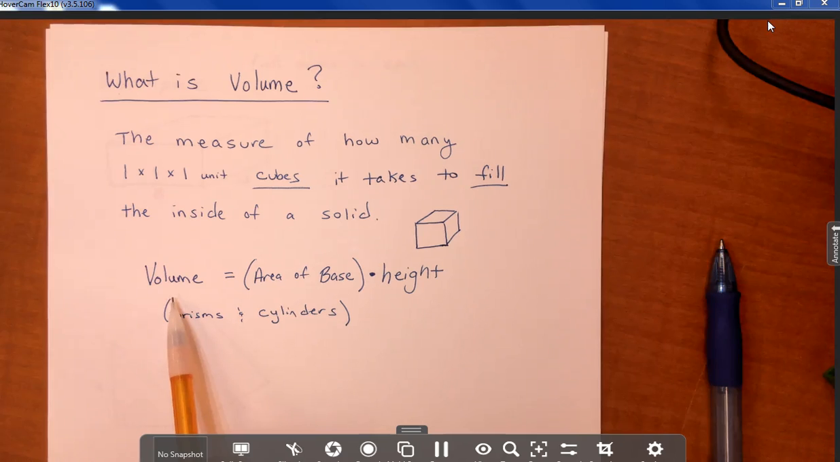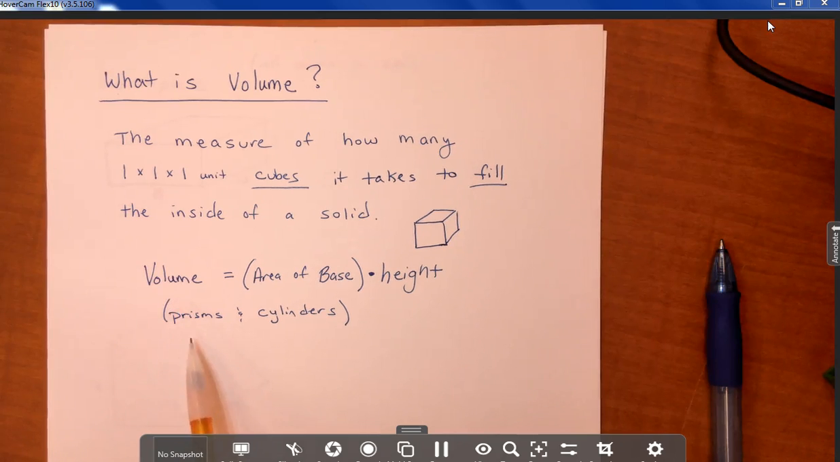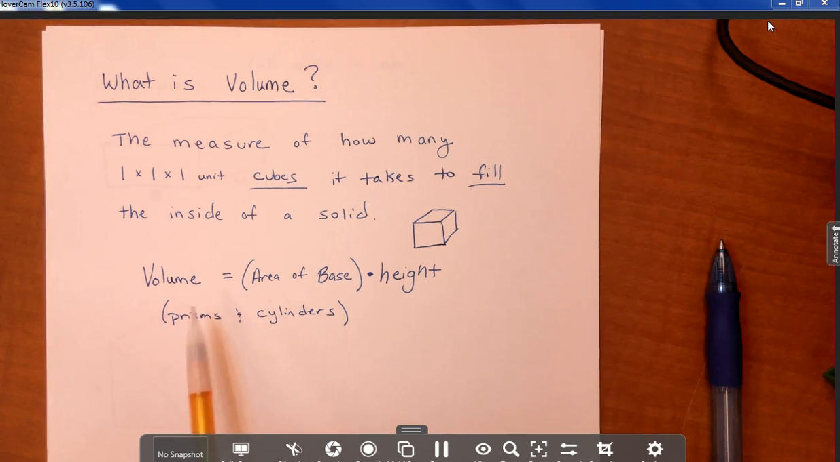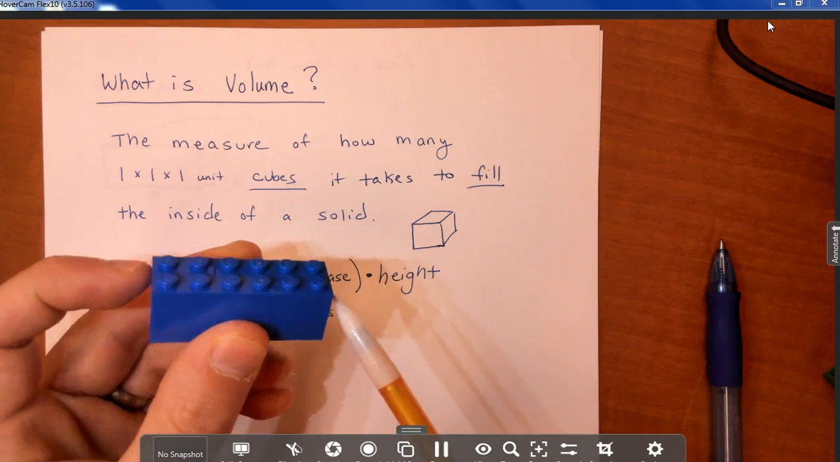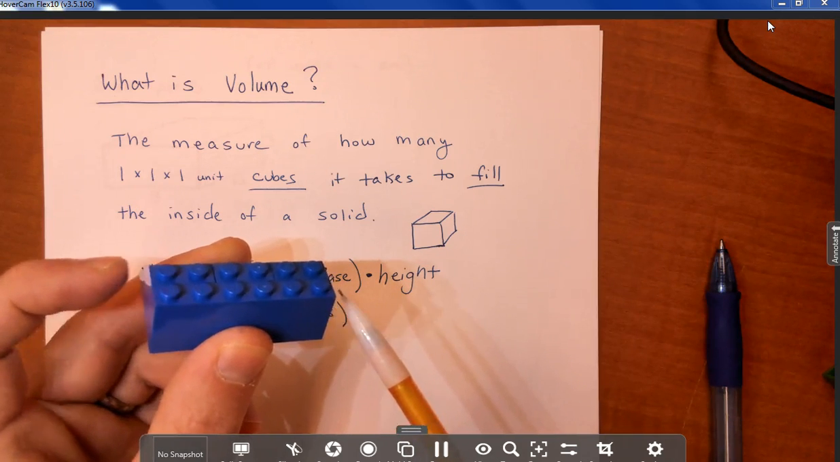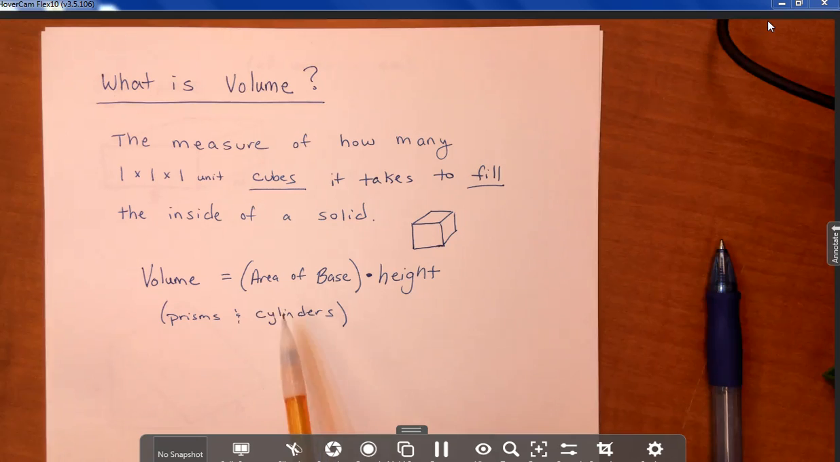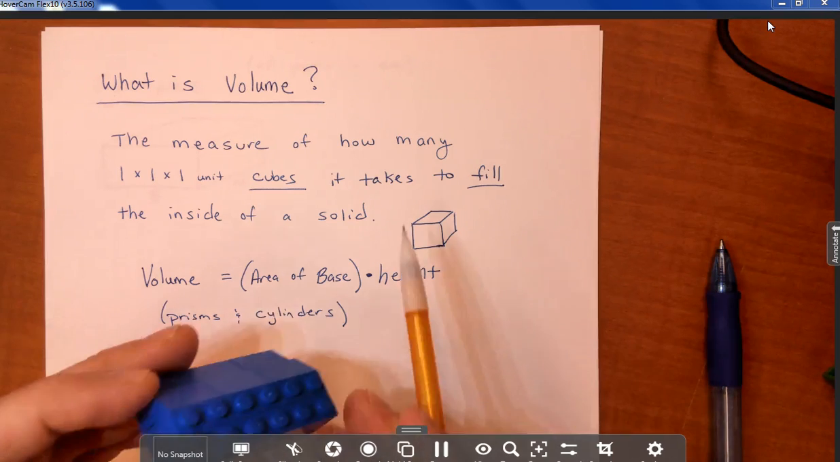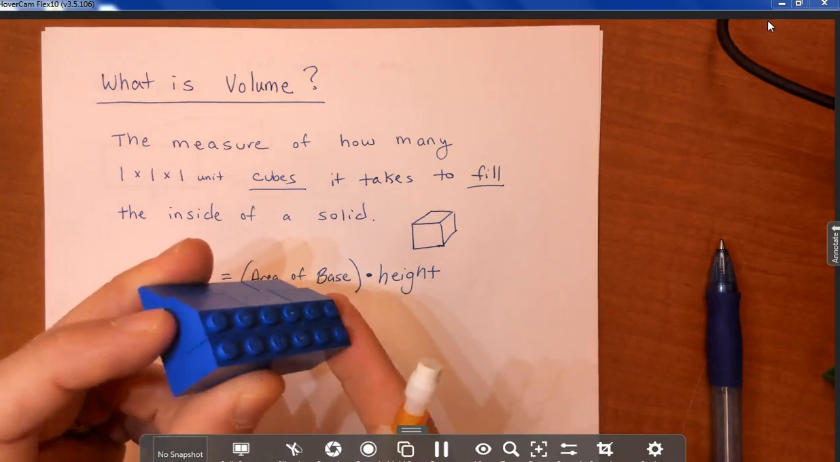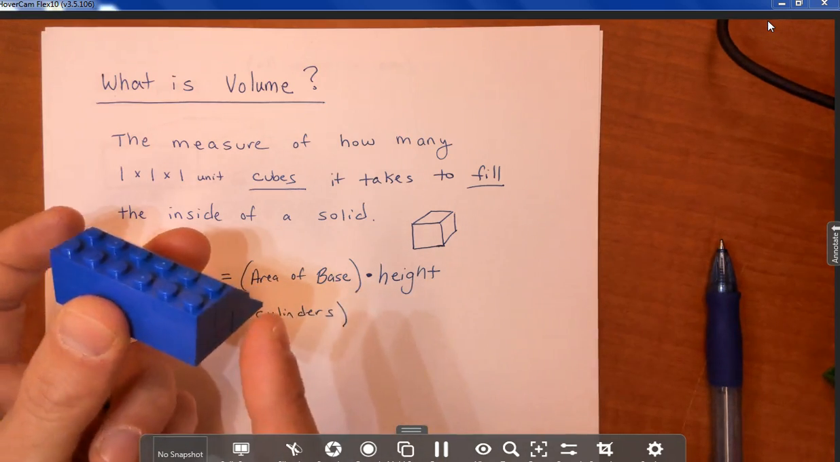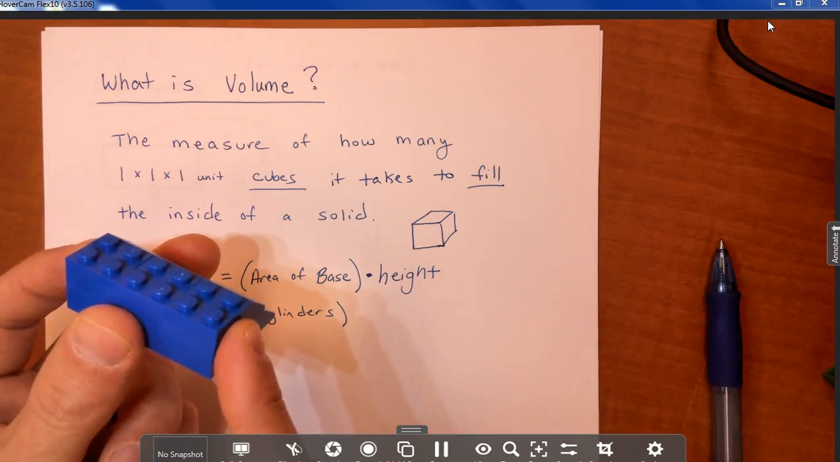To calculate the volume of a prism or a cylinder, and this wouldn't be true for pyramids or spheres or cones, but for prisms and cylinders where we have two congruent and parallel faces opposing each other, this will be true. You simply find the area of the base, and in these shapes, the base is the shape where there are two of them opposing. So these two sides are both called the base.